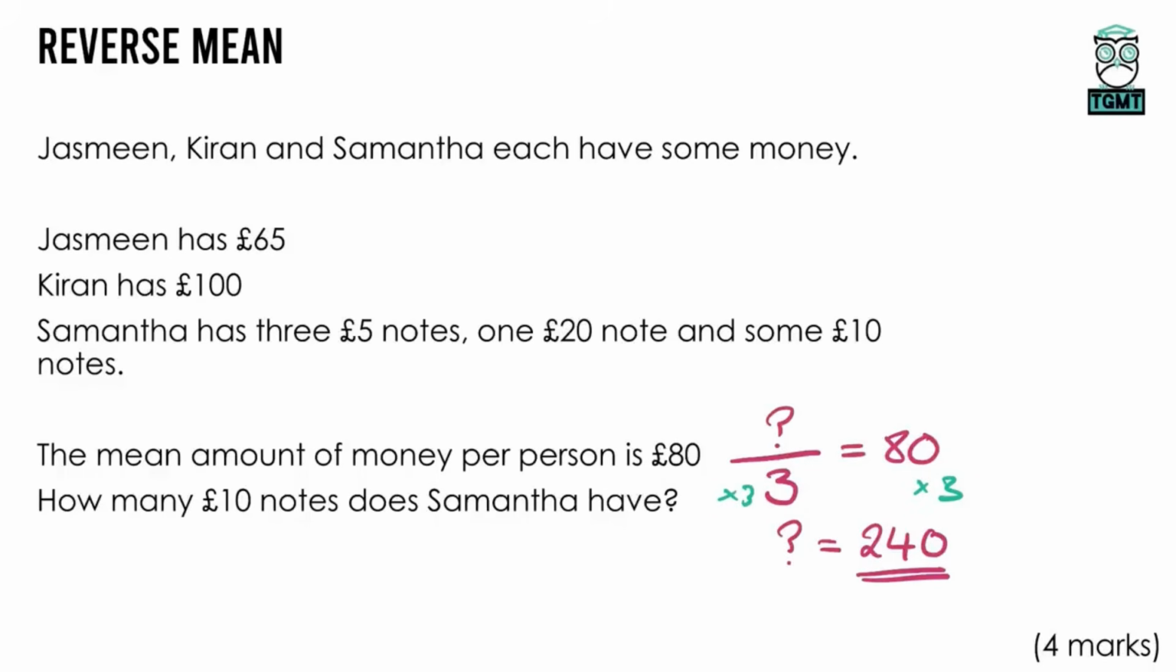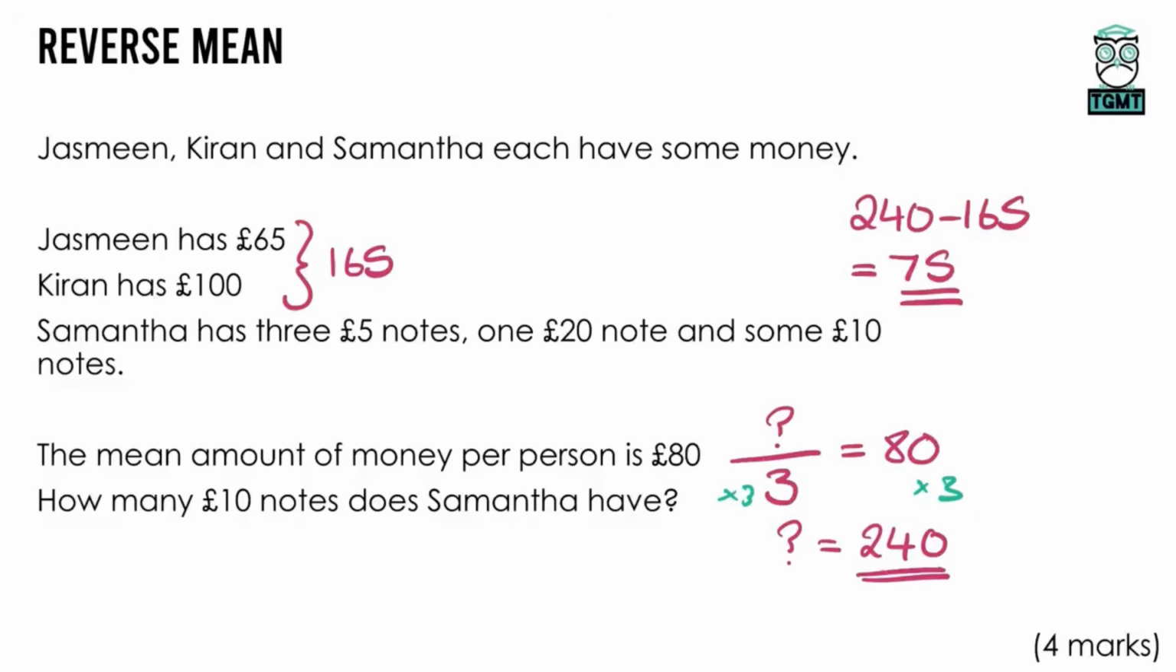So the total of the amount of money that these three people have is £240. Now Jasmine and Kiran at the moment together have £165. So we can find out how much Samantha has by doing 240 take away 165. Now I'm going to do this on the calculator, but do notice how I am still writing out the subtraction calculation here to make sure I get my method marks in a question.